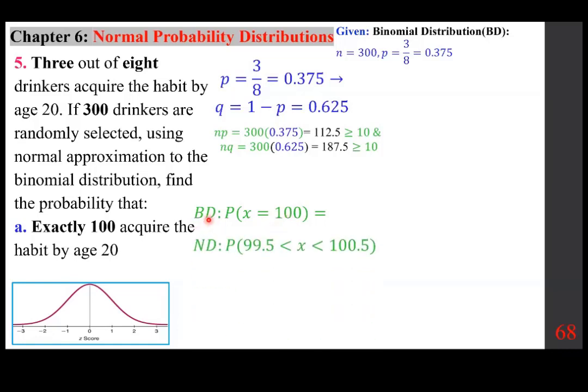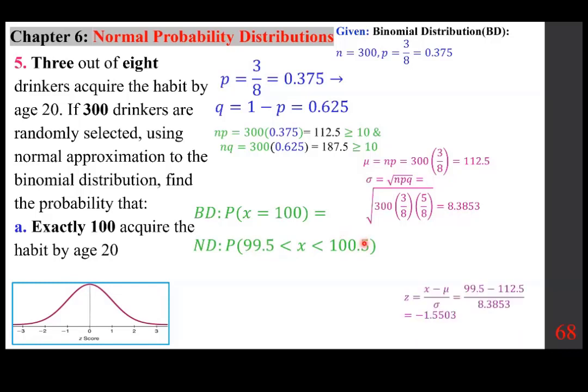Now from BD, we go to ND, normal distribution. Now we are going to go to the SND, standard normal distribution, which means we are going to use Z equals X minus mu over sigma. That means we need mu, which is NP, and sigma, which is square root of NPQ. I hope you remember the formula, or you can look it up on the formula sheet. Mu is NP. Sigma is square root of NPQ. We use those to change the X values to the Z values.